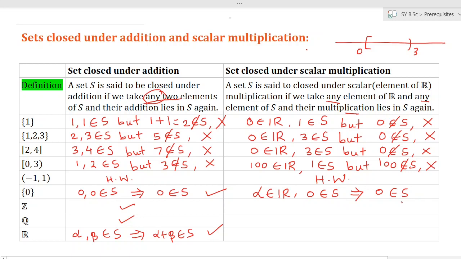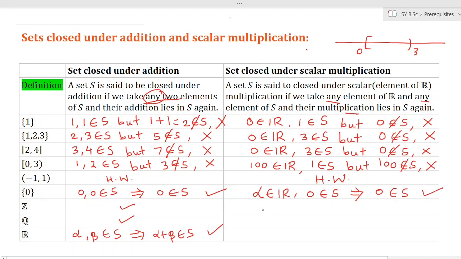And what can I say then? See, indirectly what I have proved is that if you take any element of R and any element of S, why can I say any element of S? Because S contains only one element, that is 0. So this indirectly I am proving for any element of S. So if I take any element of R, any element of S, the product is 0, which is present in S again, so therefore this is closed under scalar multiplication.